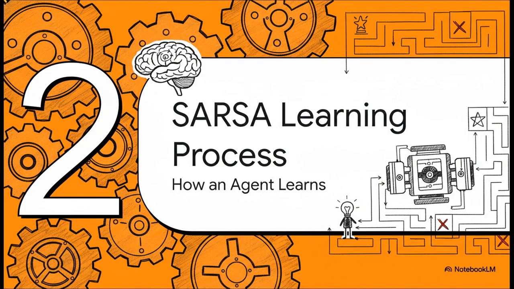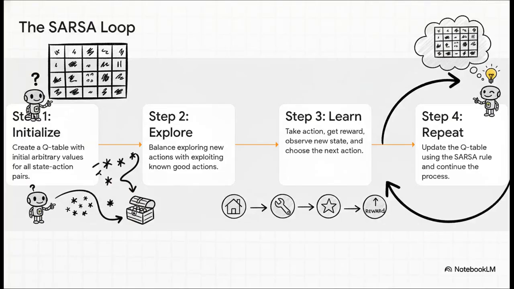So how does an agent actually do that? How does it go from being completely clueless to figuring out a smart strategy? Let's pop the hood and take a look at the learning process step by step. It's really just a continuous loop. First, you set up this giant cheat sheet called a Q table, which is just a big grid of guesses for how good any action is from any state.